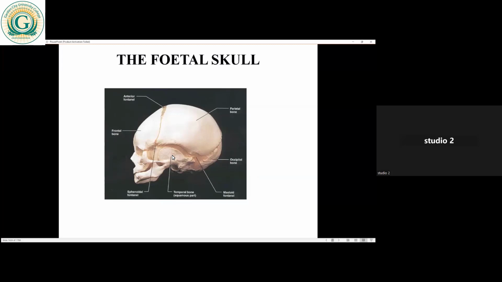So if you count the bones of the fetus, we have the fetal vault. The whole of here is the vault. And then we have the face here, and down here, we have the base. So let's start the lecture.